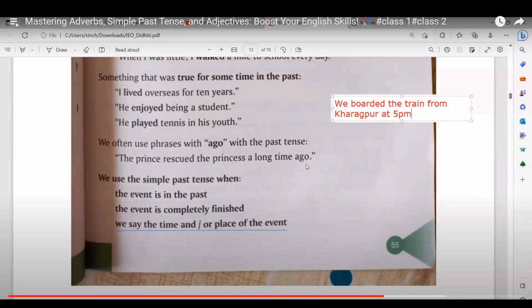Ma'am, we boarded the train from Bangladesh at 7 a.m. Very good. Excellent. Super, beta.